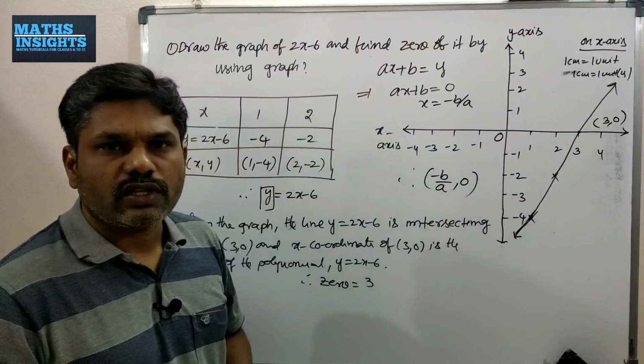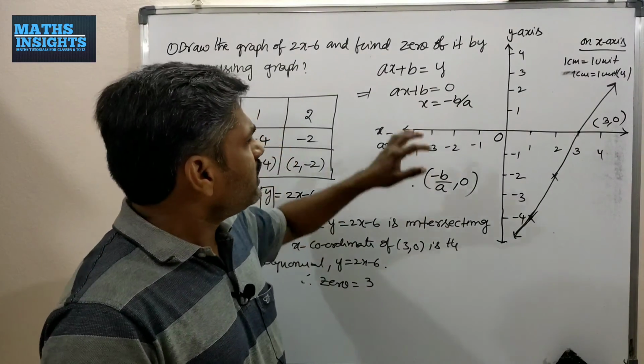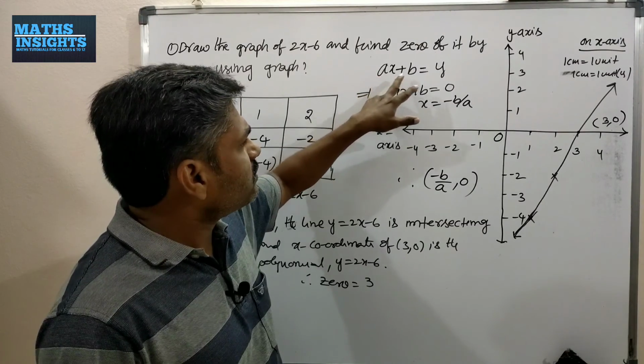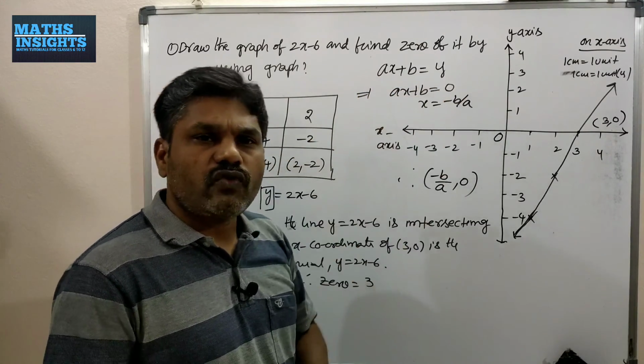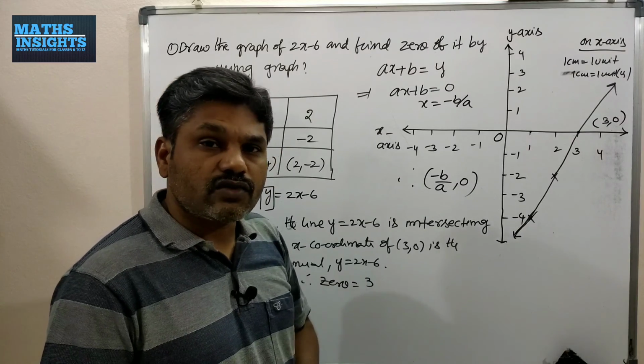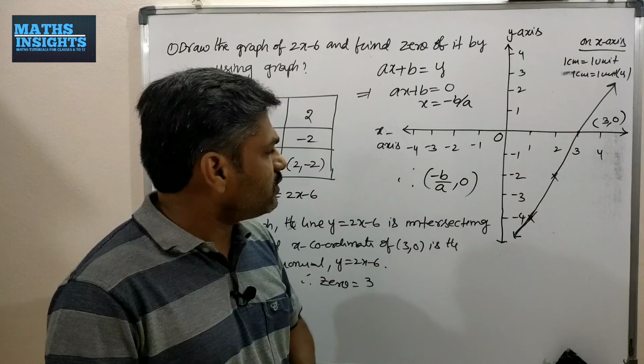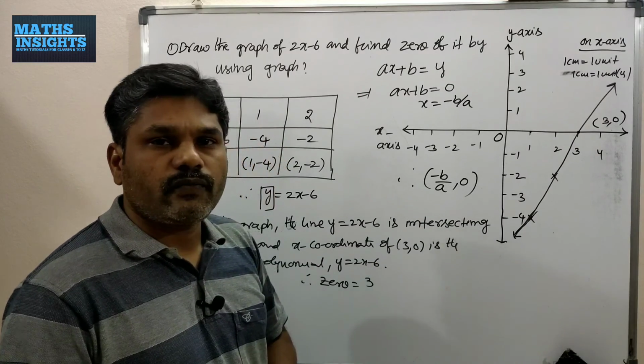Therefore the point where y equals ax plus b meets the x-axis is minus b by a comma 0. They will ask in the exam what is the point, what is the zero, where y equals ax plus b meets the x-axis. So you have to say the point is minus b by a comma 0.